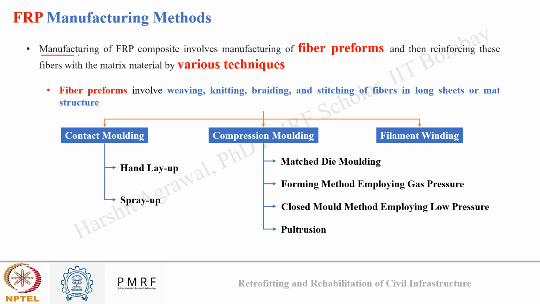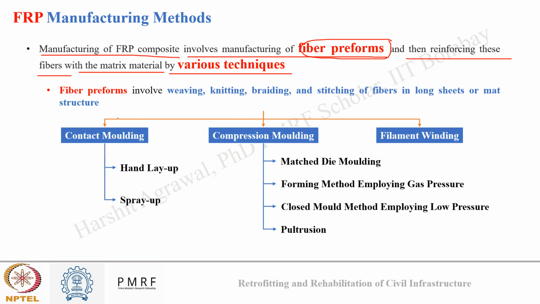So manufacturing of FRP composite involves manufacturing of fiber preforms and then reinforcing these fibers with the matrix material by various techniques. Okay, now what do we mean by fiber preform here? So fiber preforms involves weaving, knitting, braiding and stitching of fibers in a long sheet or mat structure. So this is nothing but a lamina. Okay, so the first basic unit of laminate of an FRP composite is the lamina. So the fiber preform is this lamina where fibers are arranged in a particular direction. Okay, so that is known as fiber preform, a long sheet or mat structure of fiber.